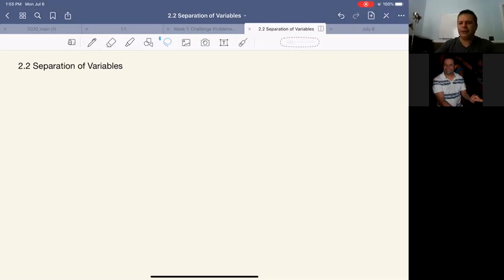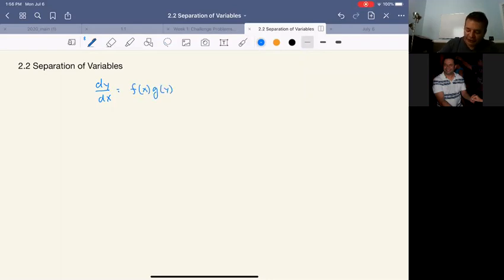So 2.2 deals with what's called the separation of variables method or technique to solve differential equations. And it's pretty much the standard thing you would think to do. So let's say you have dy/dx equals f of x times g of y.